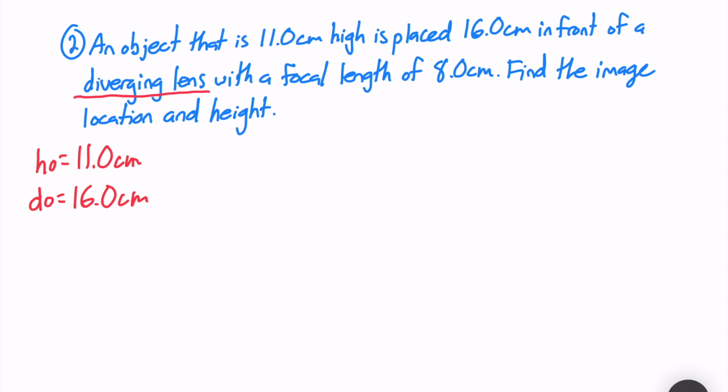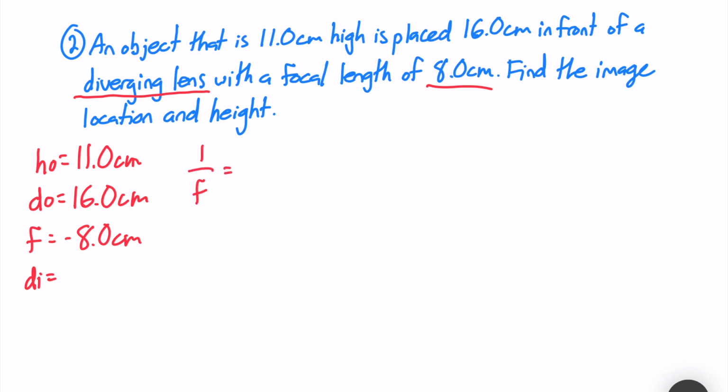So remember back when we were going over our little hints and notes, whenever we have a diverging lens, our focal length and di are negative. So this 8.0 centimeters is going to be negative 8.0 centimeters. And that should set us up. So first off, we're going to find the image location and height again. So we're looking for di to start.